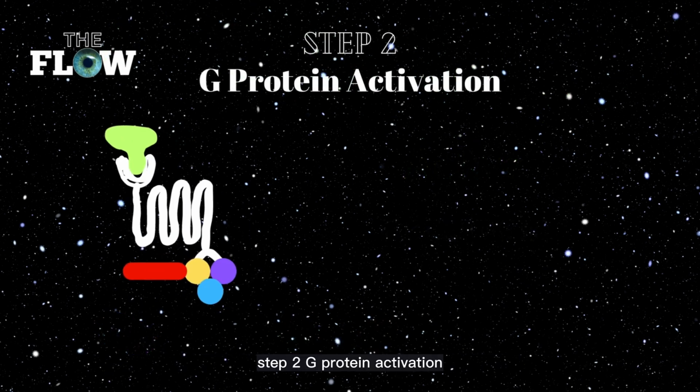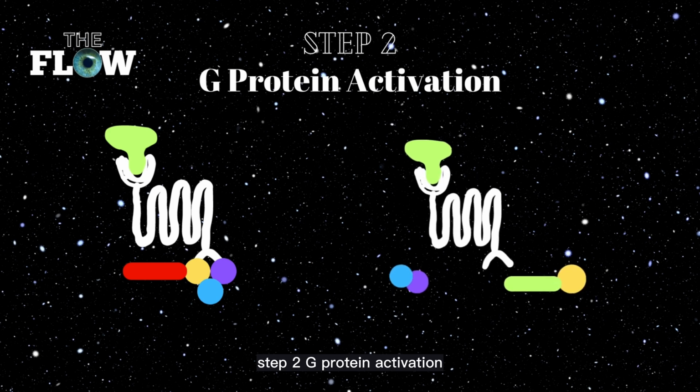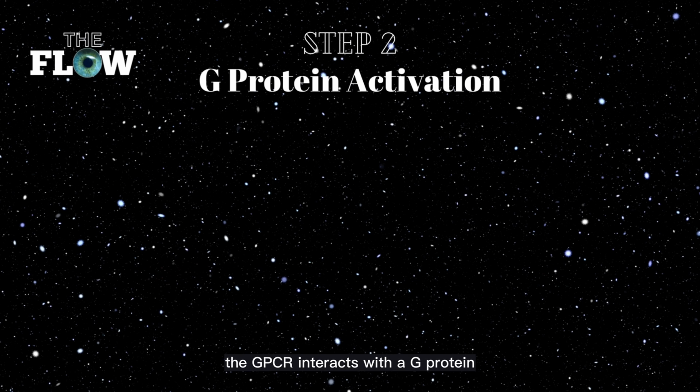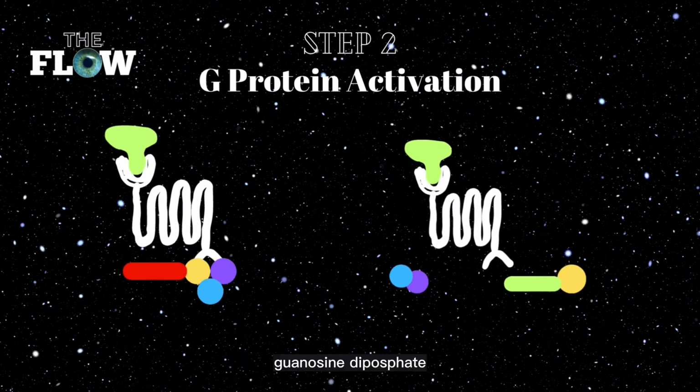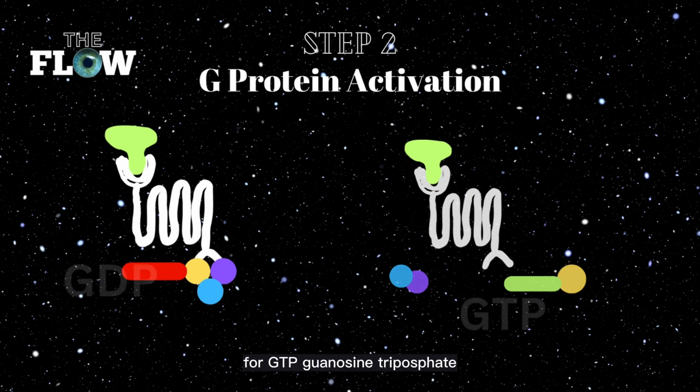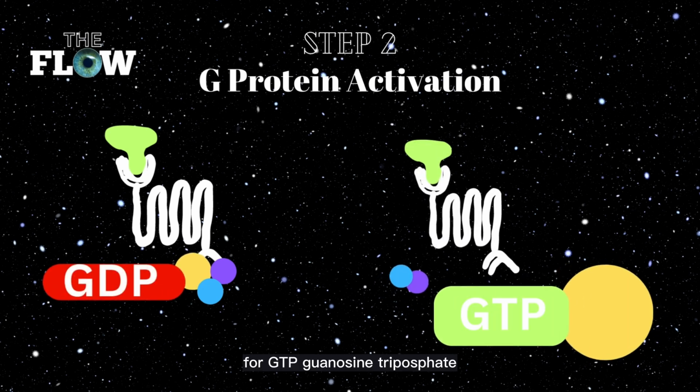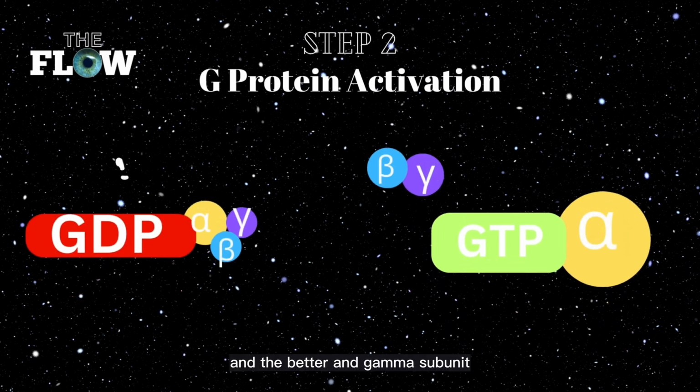Step 2. G protein activation. Upon activation, the GPCR interacts with a G protein, causing it to exchange its bound GDP, guanosine diphosphate, for GTP, guanosine triphosphate. This activated G protein then splits into two parts, the alpha subunit and the beta and gamma subunit. Both of these subunits play pivotal roles in the subsequent steps of the pathway.